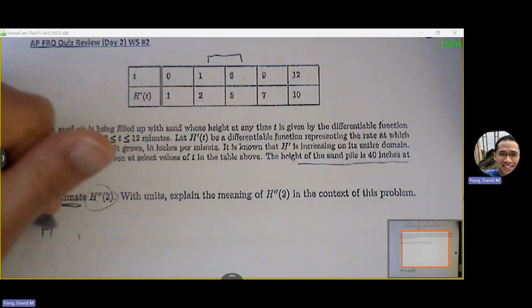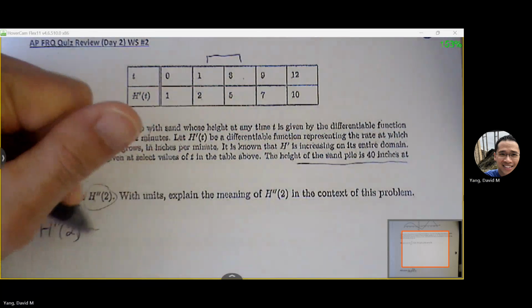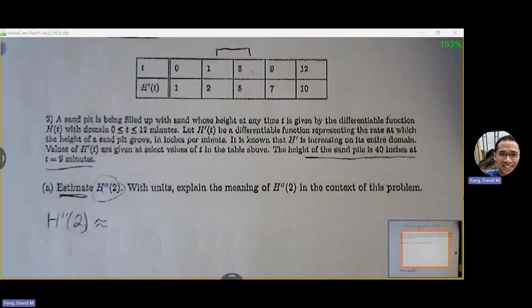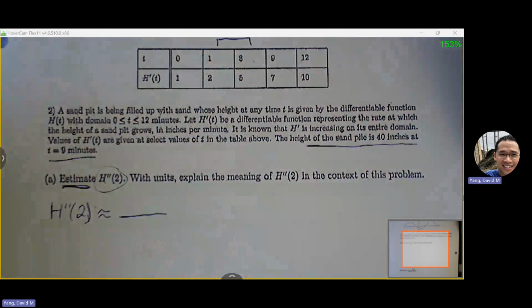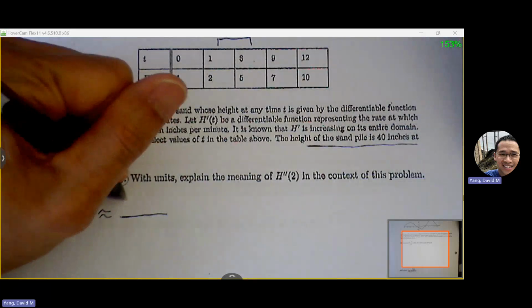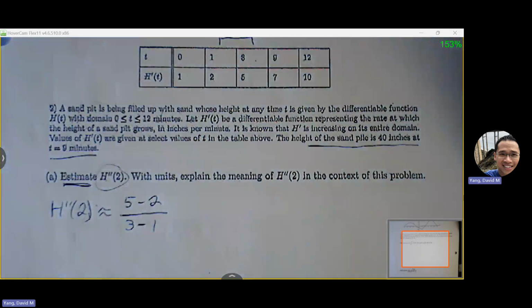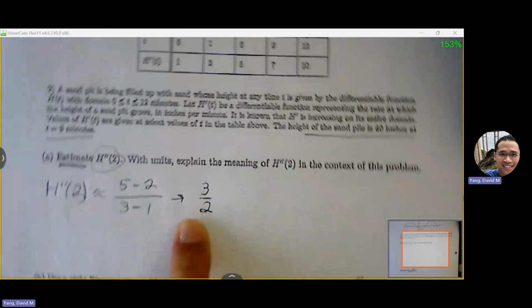So h double prime of 2 is just the change in the rate of h prime, or the change in h prime divided by the change in time. Squiggly to indicate that this is just an approximation. We don't know the exact h double prime of 2. We're just estimating based off of nearby values. So 5 minus 2 over 3 minus 1. So the change in h prime divided by the change in time. 3 over 2.